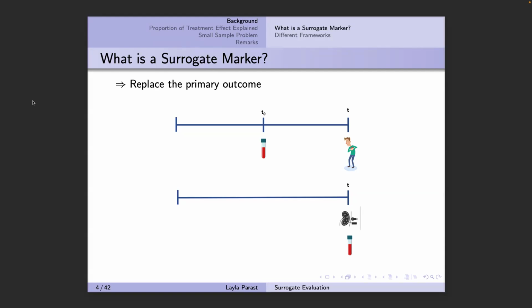The idea behind a surrogate marker is using instead something that can be measured earlier, perhaps something measured in the blood, which is why I have the little blood test tube that's measured at an earlier time point T0, so that I can estimate and test for treatment effect at that earlier time point instead of waiting all the way till time T. So in that first example, the surrogate marker would help me make a decision about the treatment effect sooner, right? Decrease my needed length of the trial.